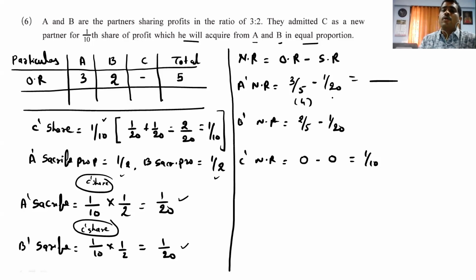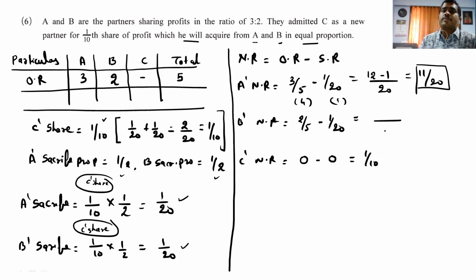5, 4, 21. You are doing with me, no? Then only you will get it into mind very properly. So total comes to 20. 3 4s are 12 minus 1. It comes to 11 by 20.